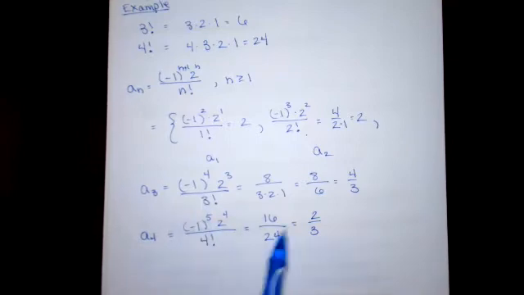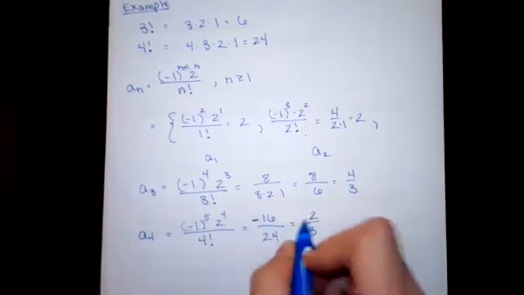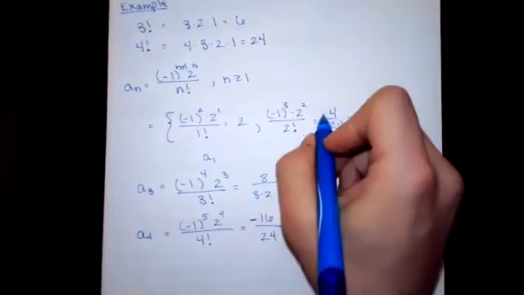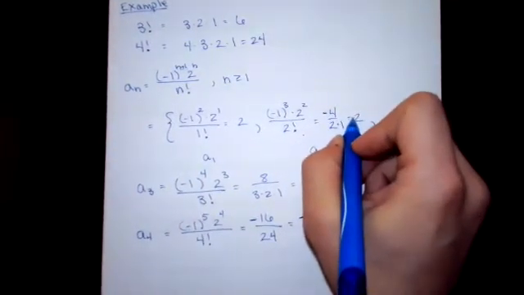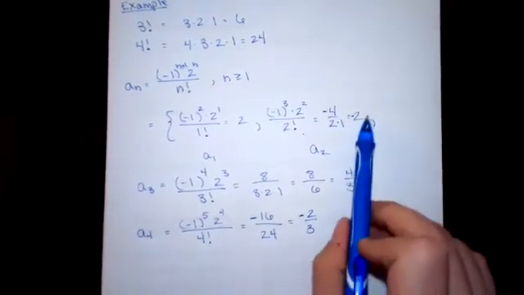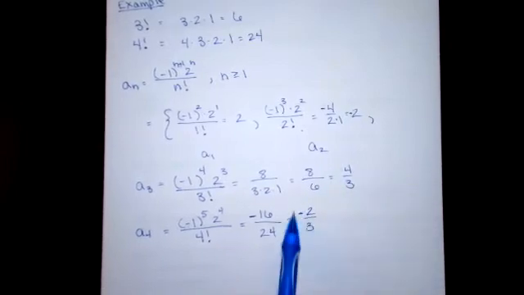Did I miss my minus sign? I did. Negative there. I forgot my alternating, and it looks like I missed the minus sign here too. So that guy should have been negative. But in absolute value, the overall size of the numbers is getting smaller and smaller.